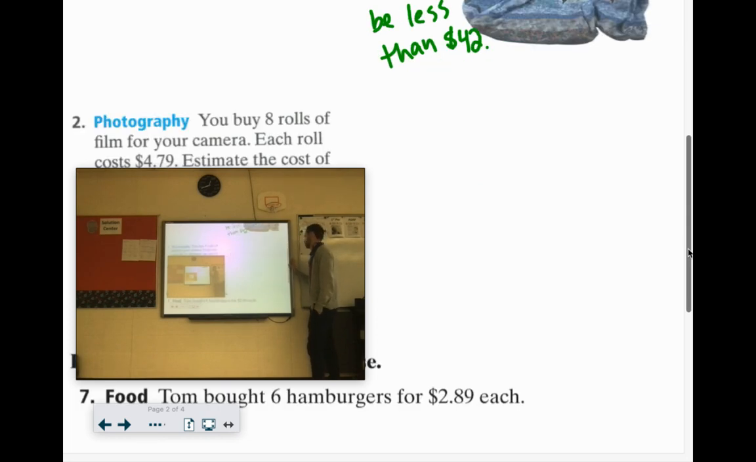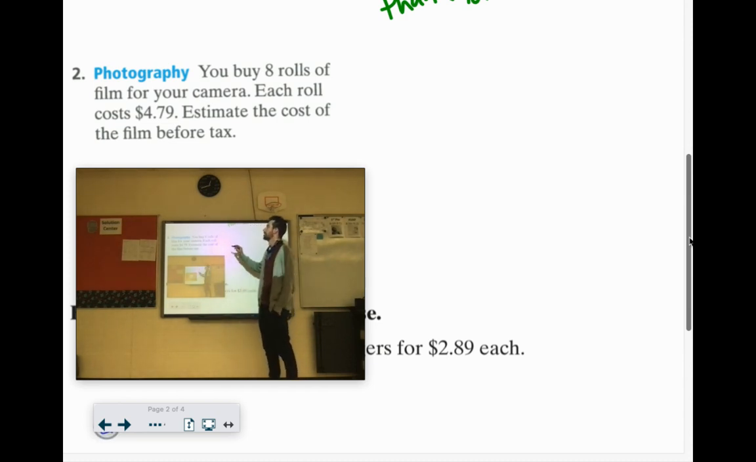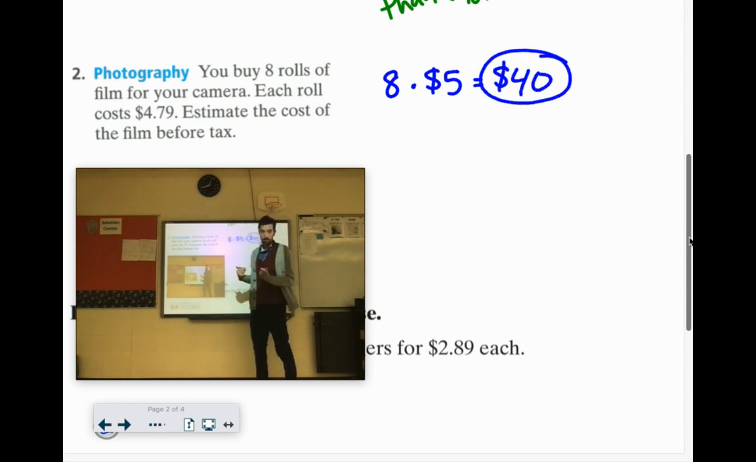That's a deal. You buy 8 rolls of film for your camera, each costs $4.79. Estimate the cost before tax. $4.79 is pretty darn close to $5. So if we did 8 times that $5, it will give us $40. Now realistically, it would be less than $40 because we bumped the $4.79 up to $5.